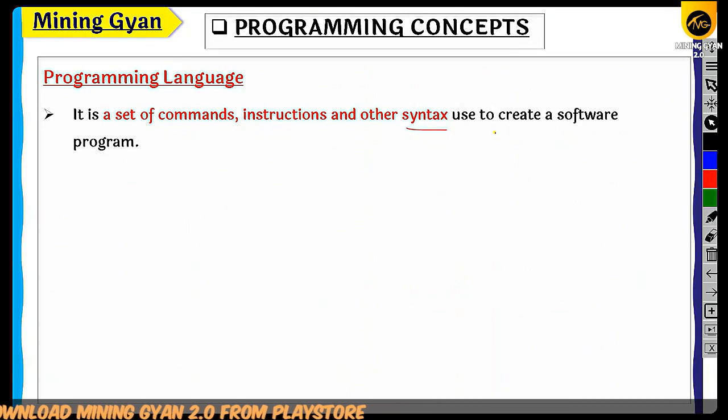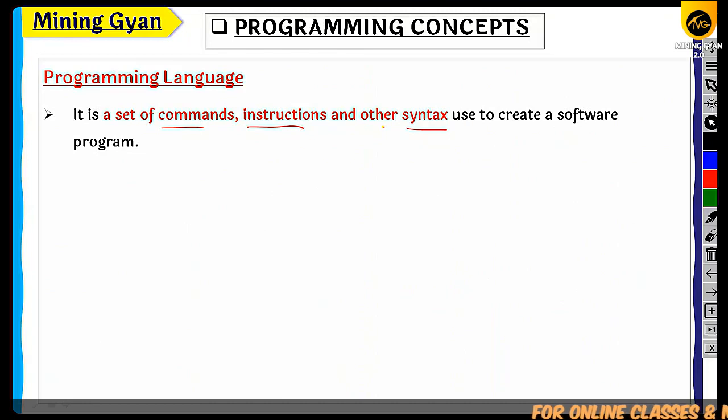So basically, the programming concept is the set of instructions, and the programming language is part of the programming concept. Specifically, the programming language is the set of commands, instructions, and other kinds of syntax which is used to design any type of software program.